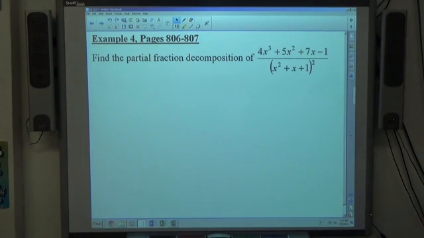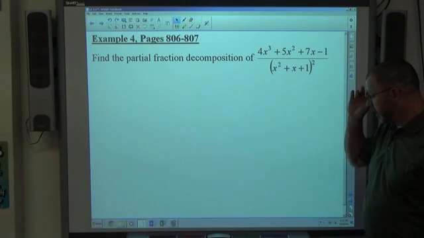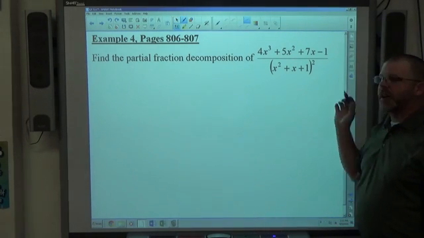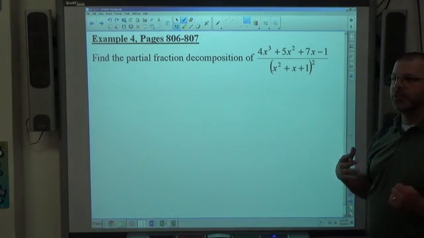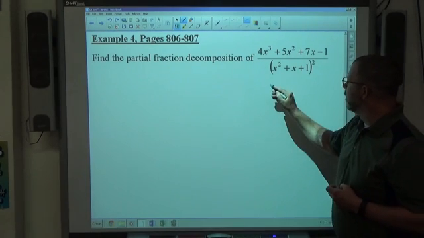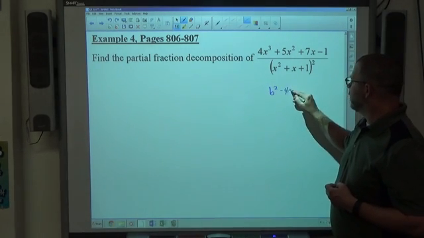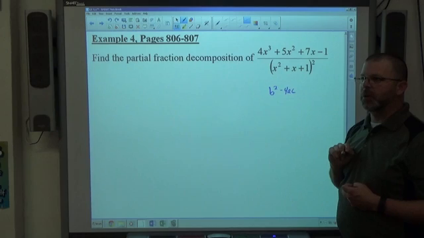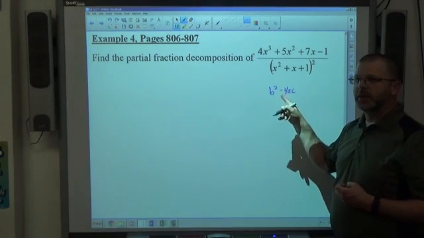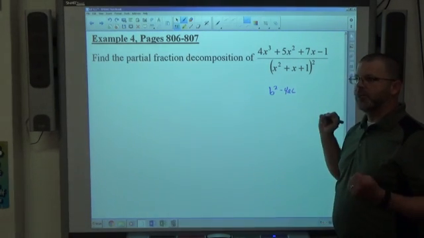Okay, example 4, find the partial fraction decomposition of this. Now notice that x squared plus x plus 1 squared, it's a quadratic trinomial. I'm thinking maybe it factors. If you want to see if something factors, it's real simple. You just do your b squared minus 4ac, your discriminant of the quadratic formula. If that comes out to a perfect square, it's going to be factorable.